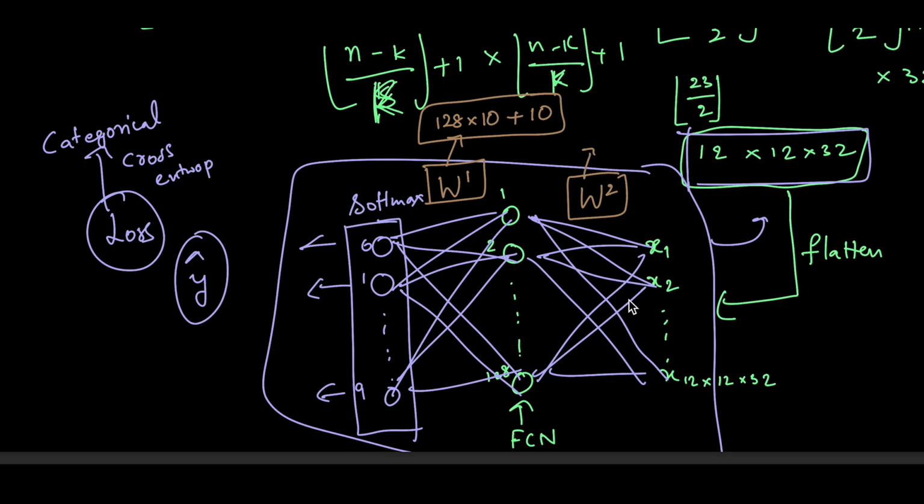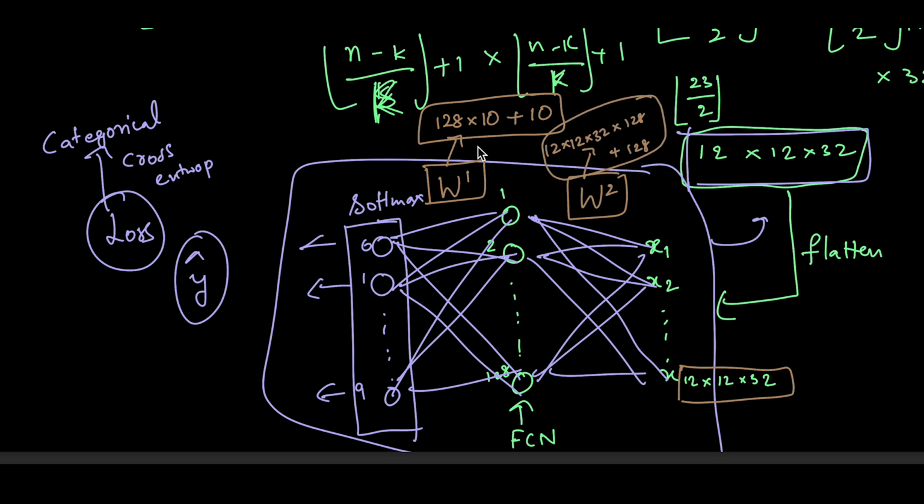How can we calculate it? The input layer has 12 cross 12 cross 32 inputs, cross the number of neurons in this fully connected layer. There are 128 neurons, so cross 128, plus the bias terms. As there are 128 neurons in the fully connected layer, we'll have the same number of bias terms. So this will be the total number of weights in W2.